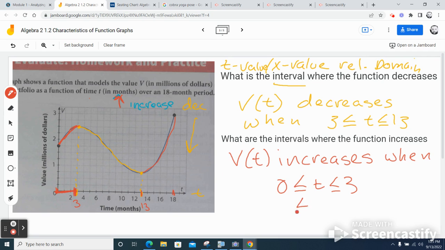All right, now I got to do one more, so we'll put and. $13 to what looks like 18, right? Okay. Does that make sense to you guys?